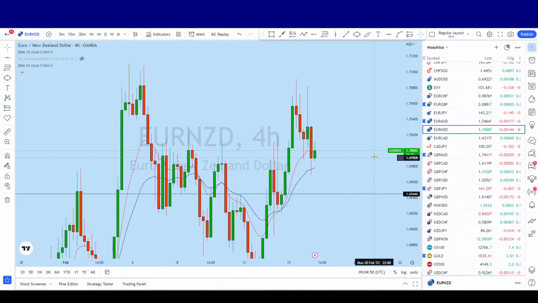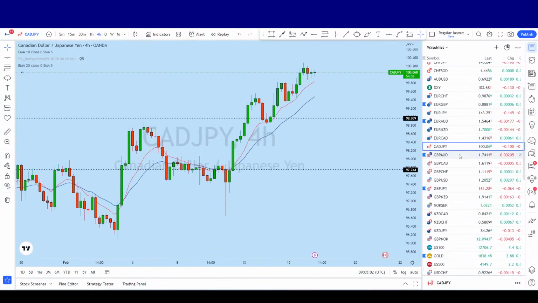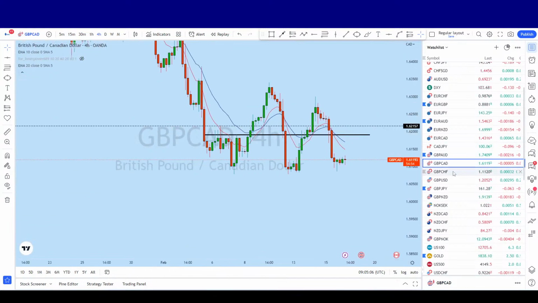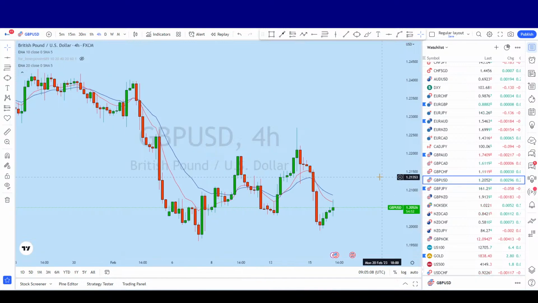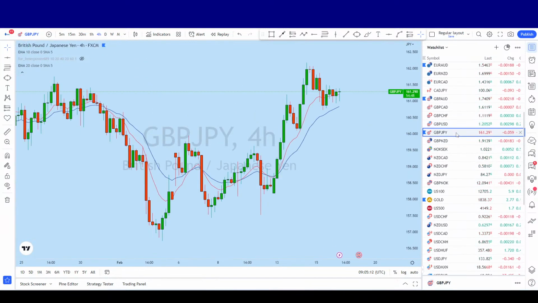The market is very choppy, you know, so this is why we are finding comparatively fewer trades. But let me look at the lower time frame. Very choppy.